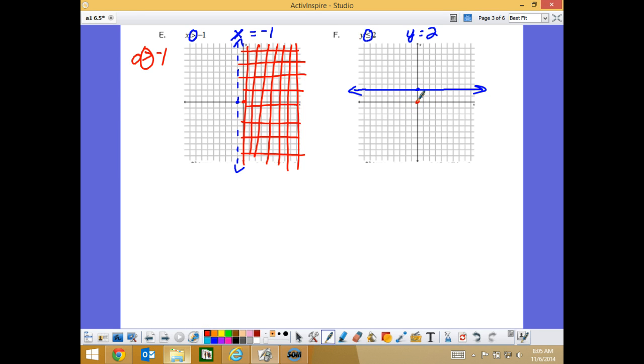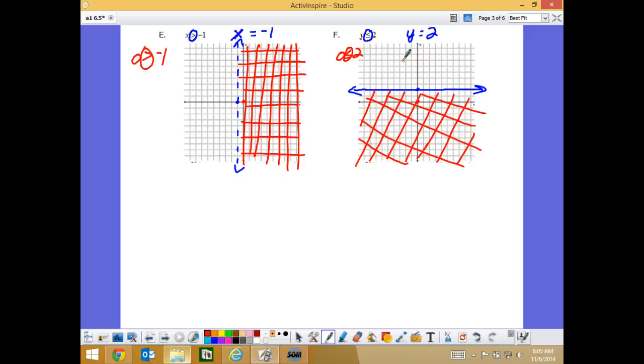Since it does not go through the origin, we can pick the origin to test. The y-coordinate there is 0. Is 0 less than or equal to 2? The answer is yes. So then that is the side of the line we shade. If (0, 0) made that false, we would shade the other side. So every point on this side of the line makes that inequality true. Every point on this side makes the inequality false. So therefore, they are not solutions.